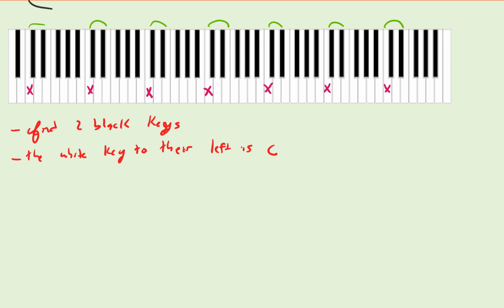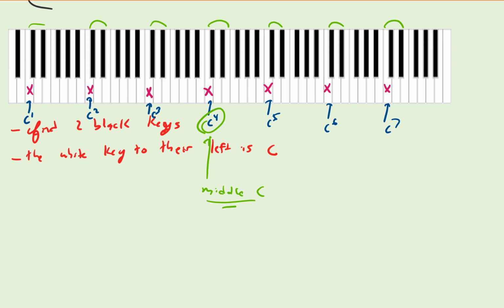So we're going to call this one C1. This is going to be C2. This is going to be C3. This is C4, C5, C6, and C7. So that means this note here is the middle C. And notice that the C is pretty much in the middle of the whole entire keyboard. So that's where the C's are located.